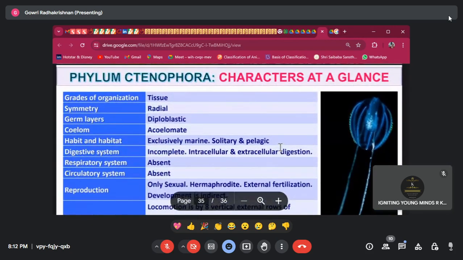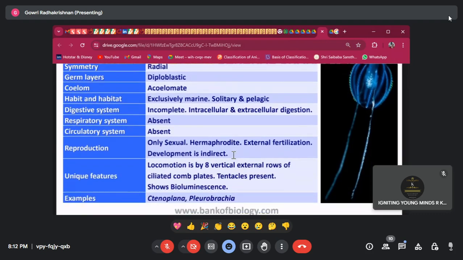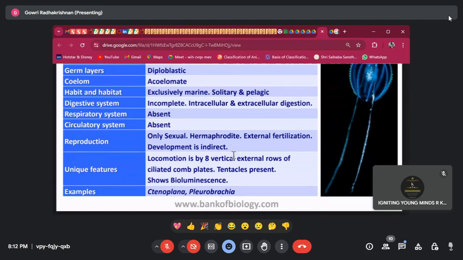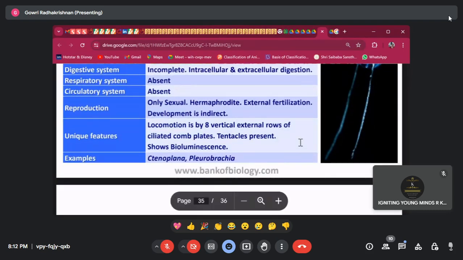Now, just a glance. Grades of organization: tissue, symmetry is radial, germinal layers are diploblastic, coelom acoelomate, habit and habitat exclusively marine, solitary and pelagic, digestive system incomplete, intracellular and extracellular digestion, respiratory system and circulatory system absent, reproduction is only sexual, hermaphrodite, external fertilization, development is indirect. Unique features: locomotion by 8 vertical external rows of ciliated comb plates, tentacles present, shows bioluminescence.